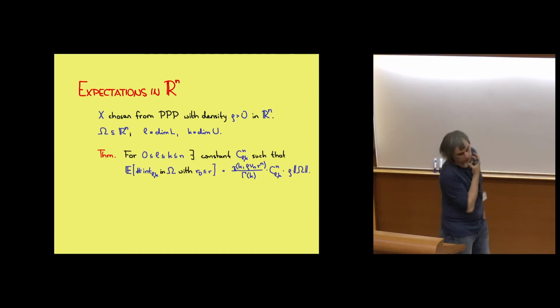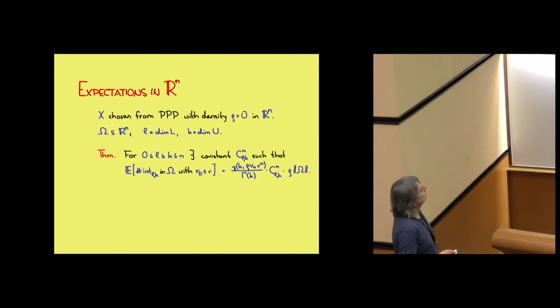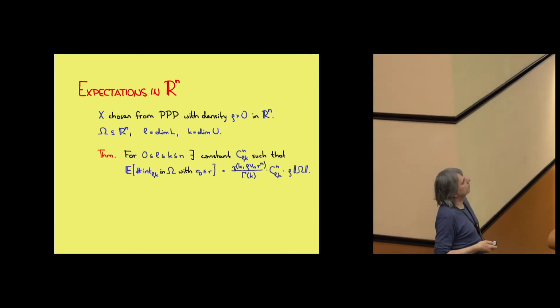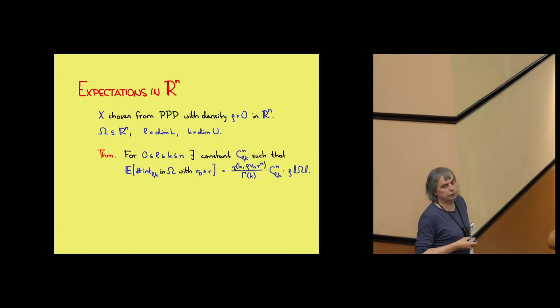Okay, and so this is the theorem. X is my point set, from a Poisson point process, positive density. I count everything within the domain omega. And I count intervals, where the lower bound is dimension L, and the upper bound is dimension K. So I do a little bit more than just counting the simplices in the Delaunay triangulation. I count the intervals in my partition that's given by the radius function.